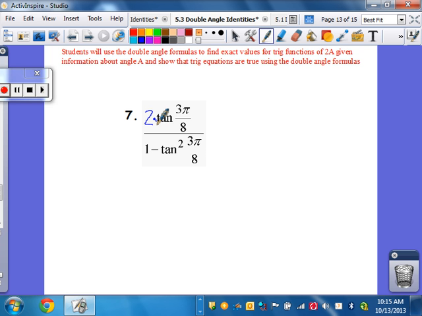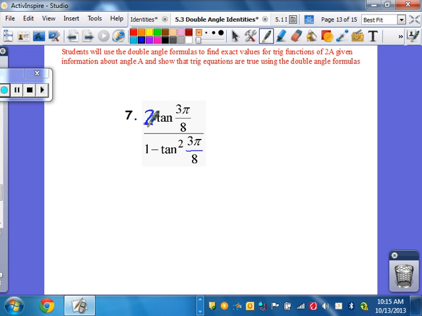Otherwise, this just isn't going to work for you. The reason is you need to be able to recognize which formula this is like. If you go to your formula sheet, the tangent double angle formula would work, but it has to be 2 times that. If that's not there, you actually can't use anything. So that's just a typo by me. You need to have a 2 there.